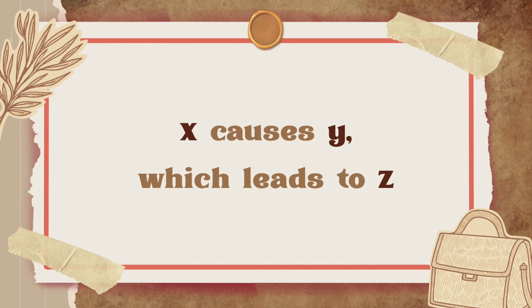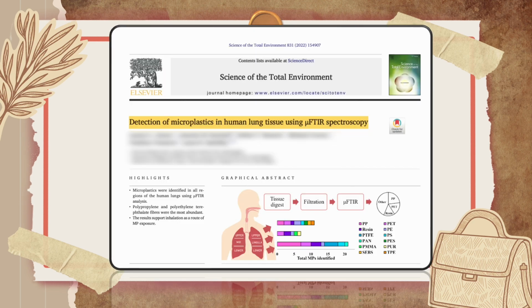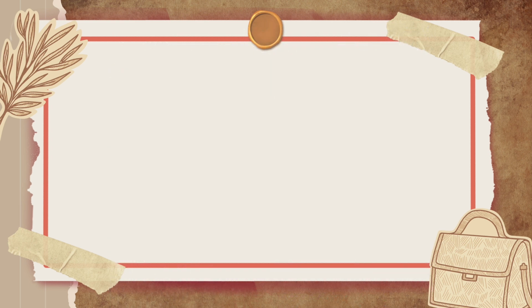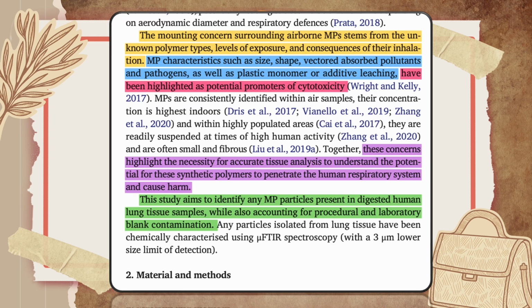Let me show you an example from a published article. The example article was published in 2022, and the title is Detection of Microplastics in Human Lung Tissue Using Micro-FTIR Spectroscopy. The mounting concern surrounding airborne microplastics stems from the unknown polymer types, levels of exposure, and consequences of their inhalation. This highlighted in yellow is our X, the statement of the issue.